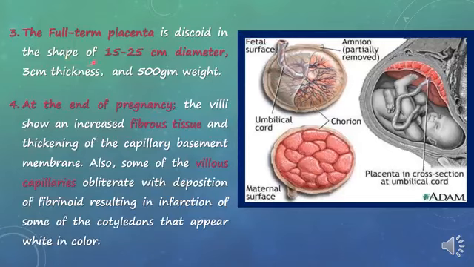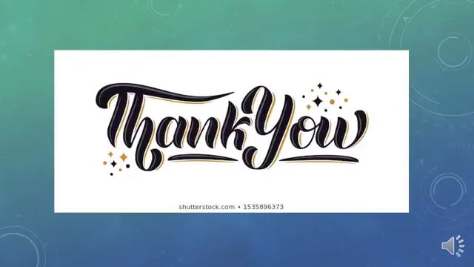The full-term placenta is disc-shaped, 15 to 25 centimeters in diameter, 3 centimeters thick, and 500 grams in weight. At the end of the pregnancy, the villi show increased fibrous tissue and thickening of the capillary basement membrane. Also, some of the villous capillaries are obliterated with depositions of fibrinoid, resulting in infarction of some of the cotyledons that appear white in color. Thank you.